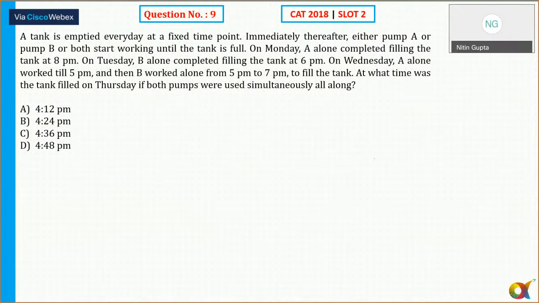Ninth. Let's see here. Question 9 says a tank is emptied every day at a fixed time. So the time is fixed. At a particular time, the tank is completely empty. Immediately thereafter, either pump A or pump B or both work until the tank is full. So there is a pipe A and pipe B. On Monday, A alone can complete filling the tank at 8 p.m. So on Monday, let's say A takes T hours and will complete the work by 8 p.m. A is working alone.